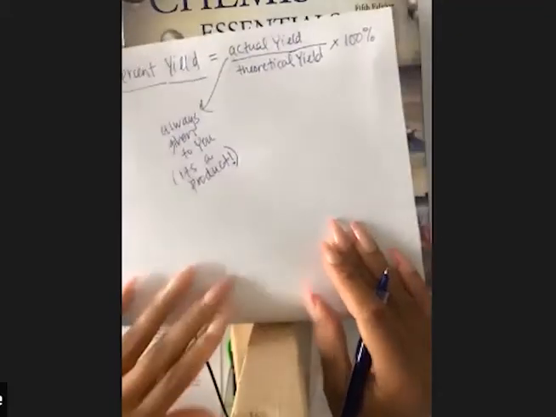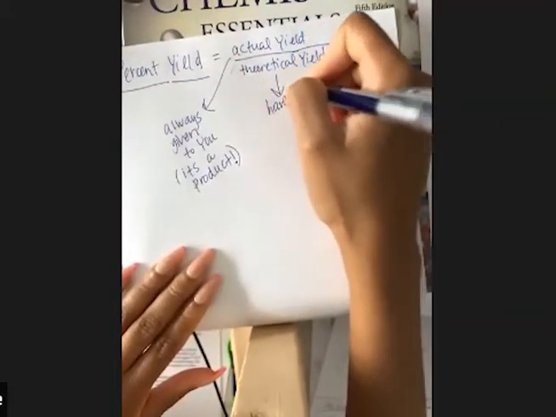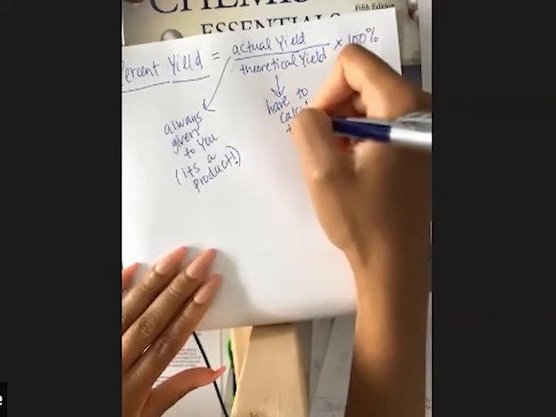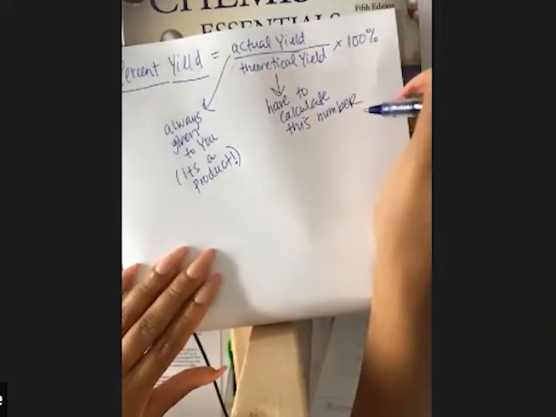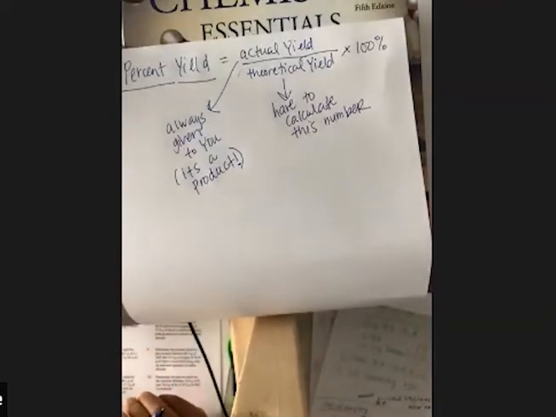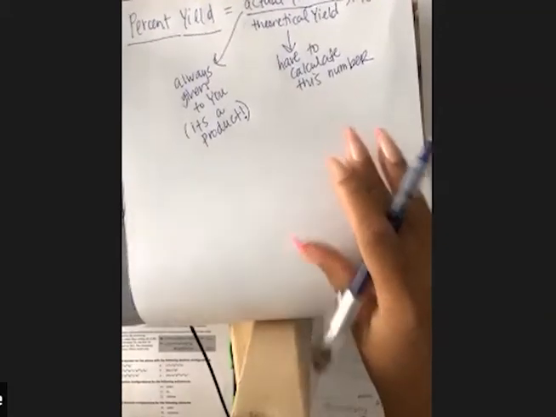And then the theoretical yield, you have to calculate this. Unless the question just gives it to you, but most of the time you're gonna have to do the calculation. Just like we did the calculations on all the other ones, you gotta do the same thing to figure out the theoretical yield. And then once you get those 2 numbers, you just divide them. So let's just do one from the worksheet really quickly. Let's do number 3 from the worksheet, a good one.